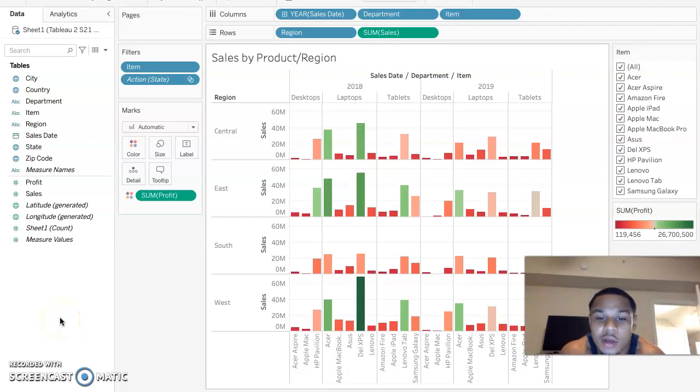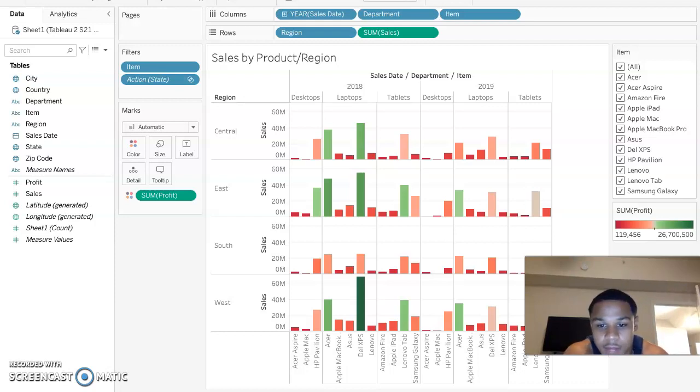So this is just a quick overview of my project, which was pretty much just analyzing a set of data from a company who sold desktops, laptops, and tablets across the country. And in my first worksheet, sales by product/region, it shows the general sales and profits by each region of the country.